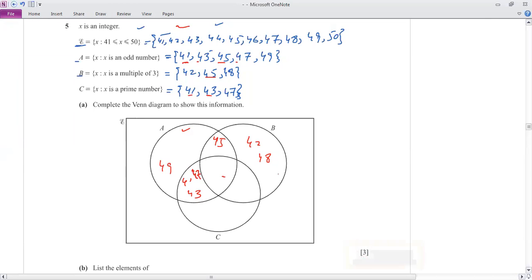Okay, which element will be 41 we write? Yes, 41 we write. 42, did we write? Yes, 42 we write. 43 we write. 44 we did not write till now. So 44 will be out of it.